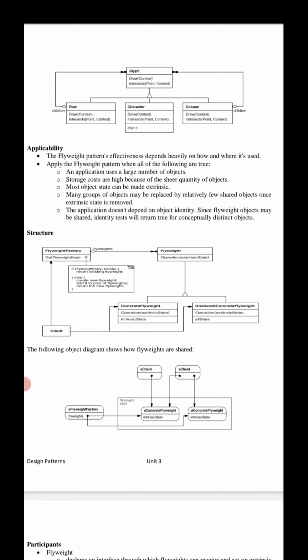In the next class, we will see the structure of the flyweight design pattern, the participants, collaborations, implementation and related patterns.